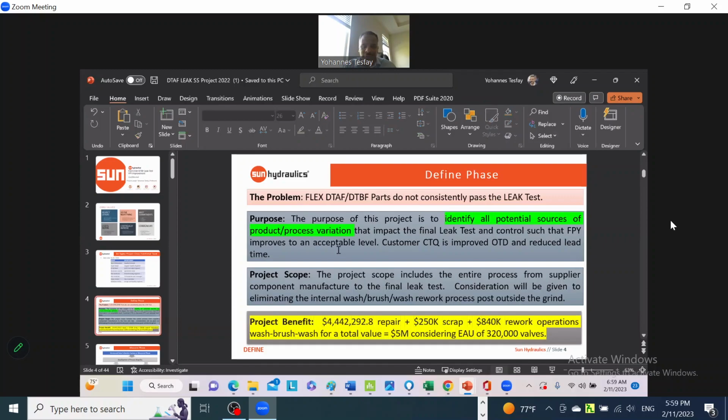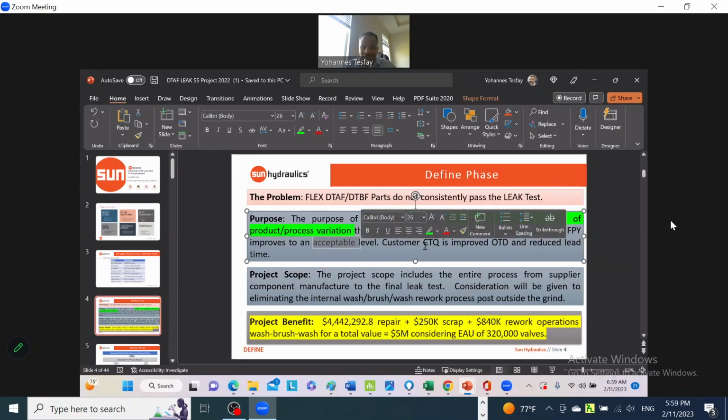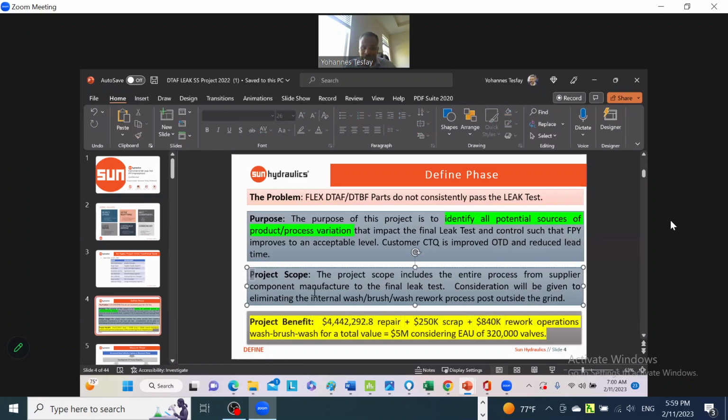So all potential sources of product or process variation. That's what you see in a define phase. Then that impacts leak and first pass yield to an acceptable level. And CTQ is the customer's cost function, and improved ODT that reduces lead time. And scope, that's what I told you earlier, includes the entire process.